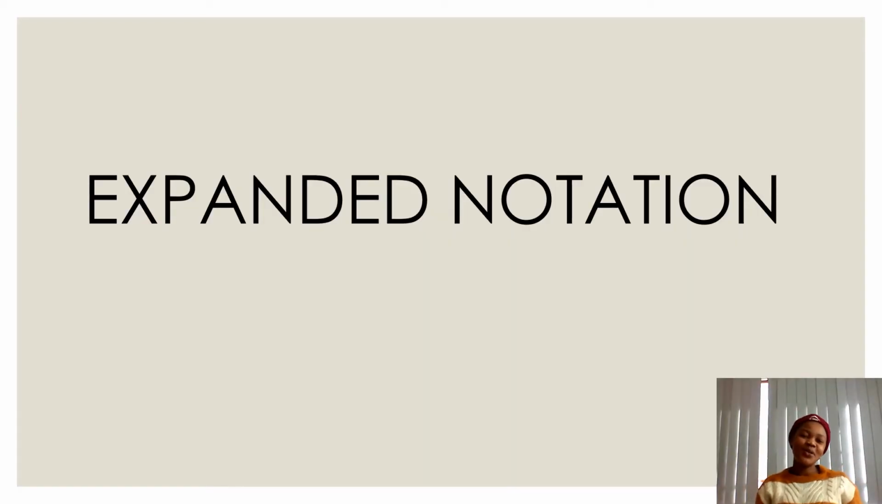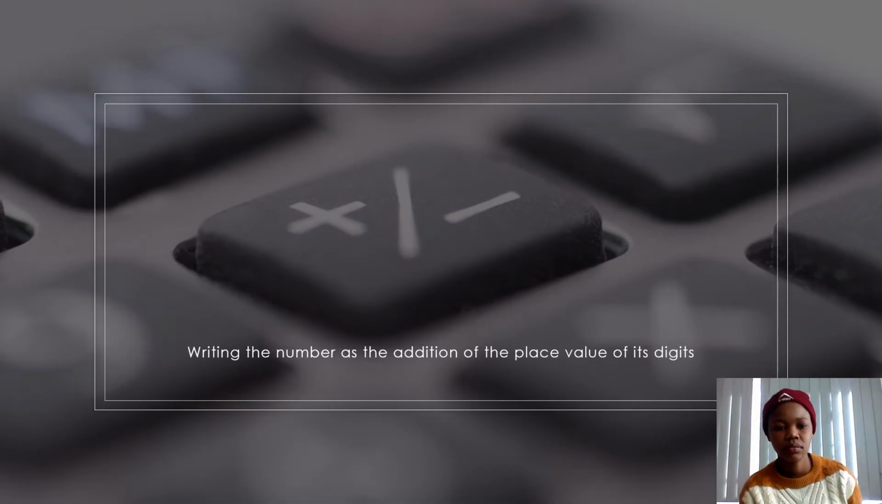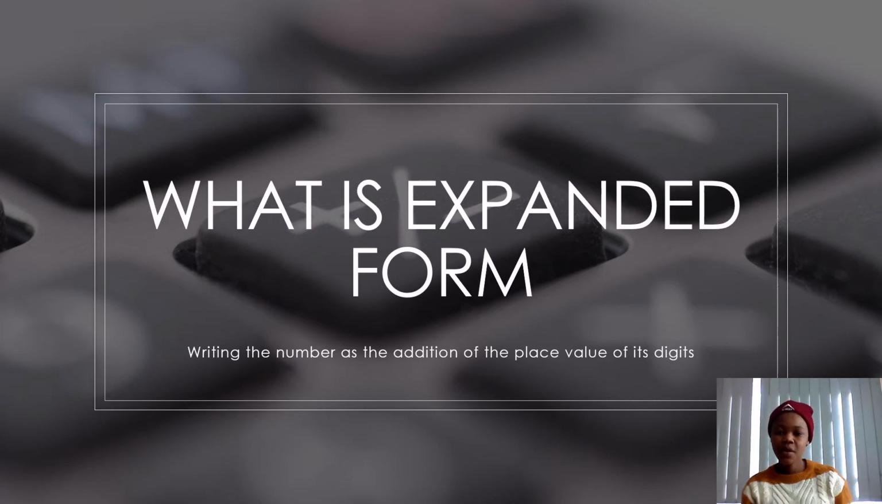Today we're going to look at expanded notation, or we can call this the breaking down method, or breaking down numbers. Some of you might be wondering what expanded form or the breaking down method is. Expanded form is writing the number as the addition of the place value of each digit.